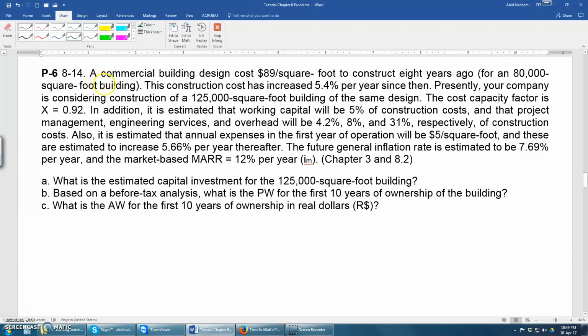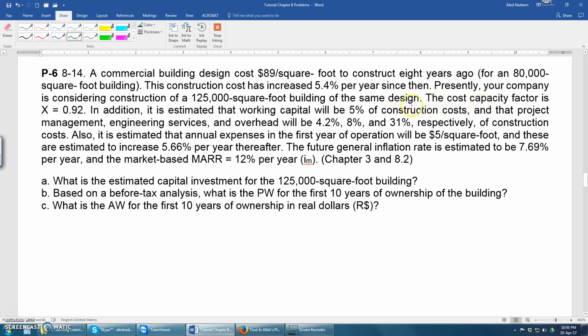Problem 8-14. A commercial building design cost $89 per square foot to construct 8 years ago for an 80,000 square foot building. So the construction cost has increased 5.4% per year since then. Presently, your company is considering construction of a 125,000 square foot building of the same design.